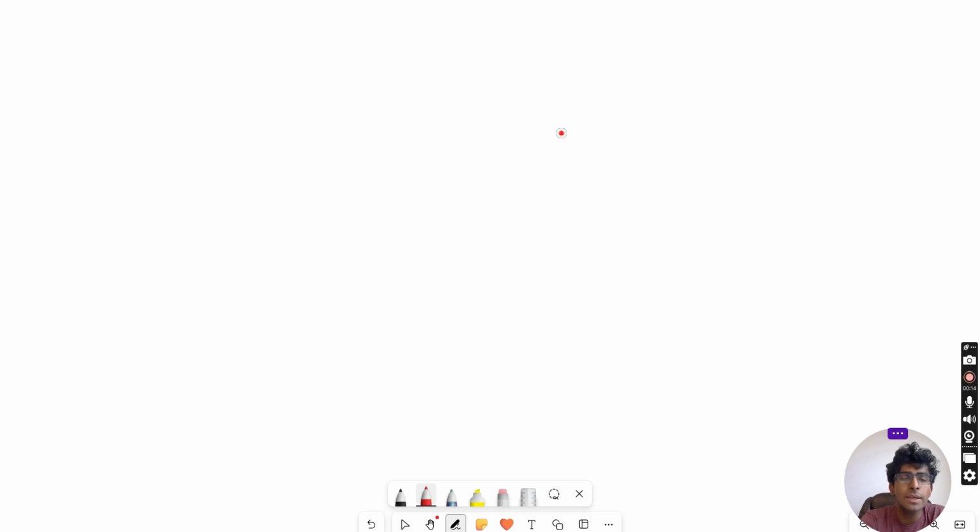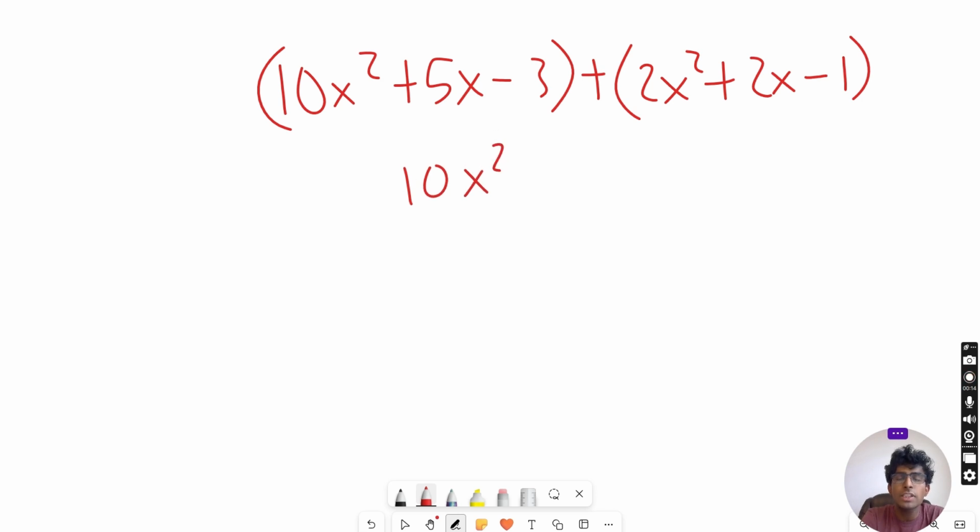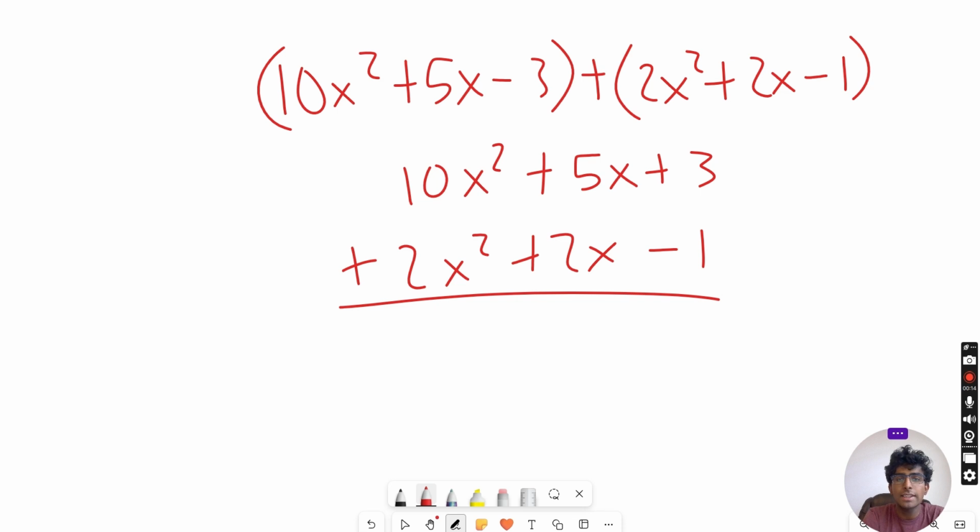So for example, if we had like 10x squared plus 5x minus 3, and we were adding it to 2x squared plus 2x minus 1. Right, when we're adding, if you really wanted to help you visualize it, you can have this addition be vertical. So then plus 2x squared plus 2x minus 1. And then you can basically go down the line. 10x squared plus 2x squared is 12x squared. 5x plus 2x is 7x. And then, sorry, it was a minus 3, not a plus 3. And then minus 3 minus 1 is minus 4. So like this. So you're just adding like terms that share the same degree. So x squared, x terms, and then the constants.